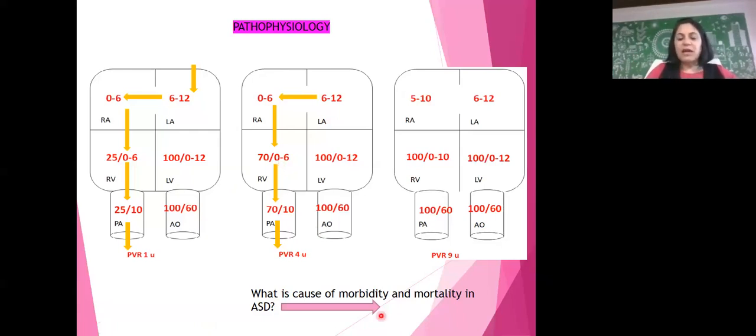Now, let me ask you all, what do you think is the cause of mortality or morbidity in an ASD? We said one is lung hypertension. What else? What else causes their morbidity, mortality? Anyone? Come on, come on. I'm not going to let you sleep. You have to answer. Causes of morbidity, mortality? What do you think?